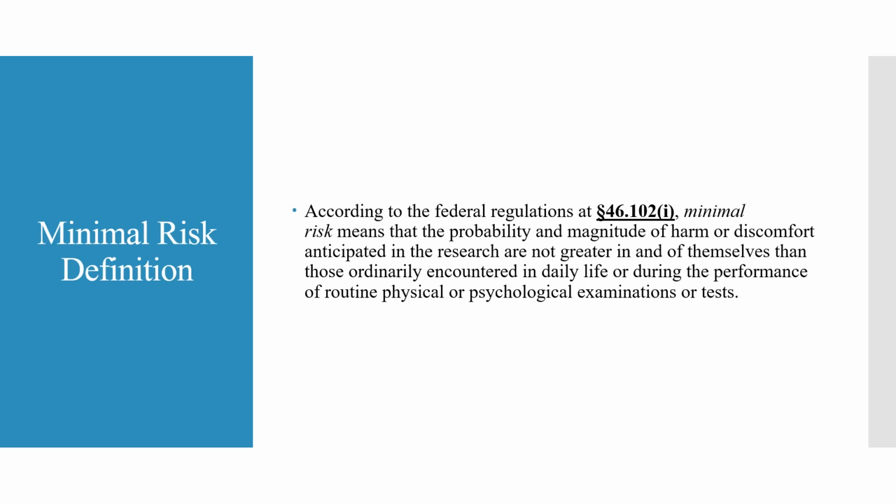Now that big difference between exempt and expedited was how close they got to the level of minimal risk. But what is minimal risk? Minimal risk is defined as the probability and magnitude of harm or discomfort anticipated in the research are not greater than those ordinarily encountered in daily life or during the performance of routine physical or psychological examinations or tests. So to put that in layman's terms, it essentially means that the risks to your participants are not higher than the risks that they're already encountering in their day-to-day lives.